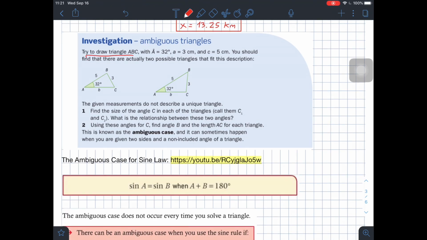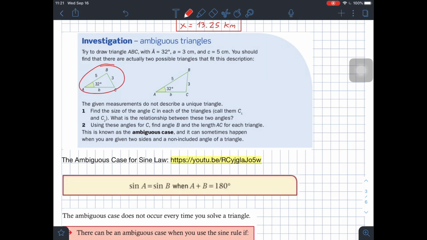It says, try to draw the triangle ABC where we're given this information. Angle A is 32 degrees, side A is 3 centimeters, and side C is 5 centimeters. And here's the important part. You should find that there are actually two possible triangles that fit this description.